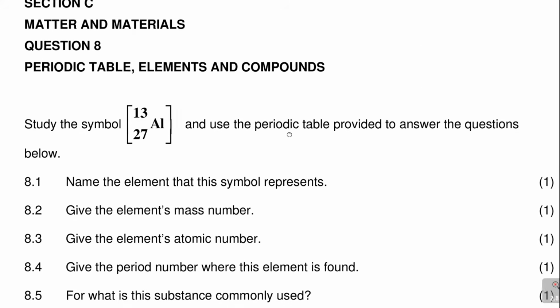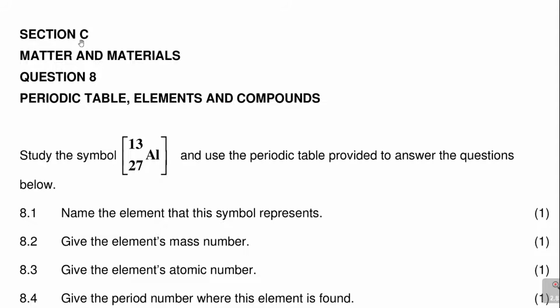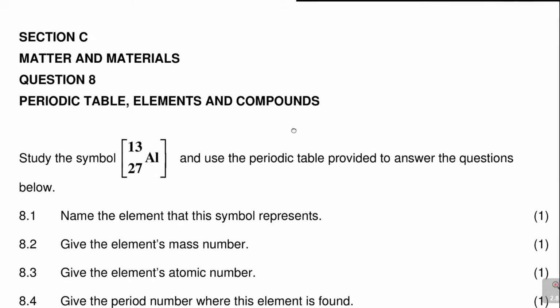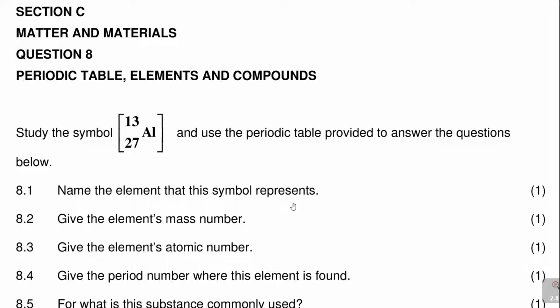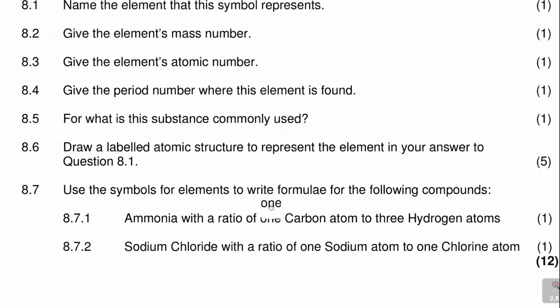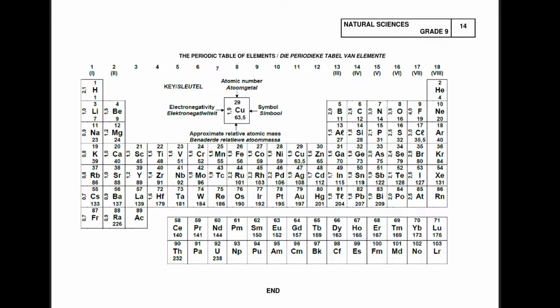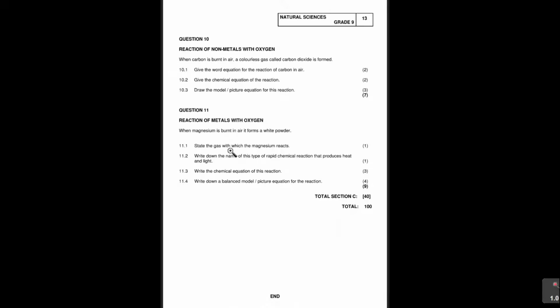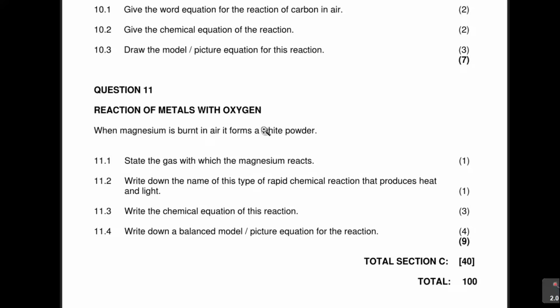And as I promised you, I'm doing part 2 and this is going to prepare you as you prepare for your final June exams. This is only focused on chemistry and we're going to quickly look at question 8, that's the periodic table. We're going to look at question 9 and we're going to end with question 10 and 11.